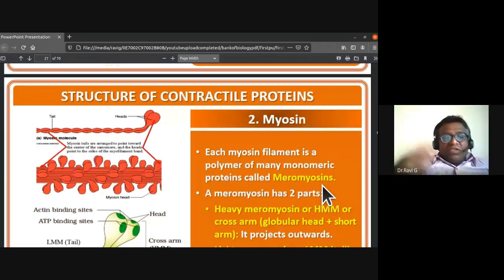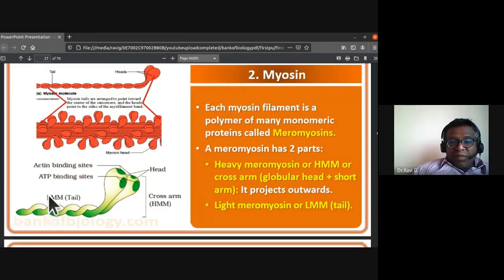A meromyosin has two parts. We have to remember this through these structures. The heavy meromyosin or HMM and the light meromyosin or LMM. The heavy meromyosin has a globular head and a very short arm. It projects outwards, just like the hood of a snake.